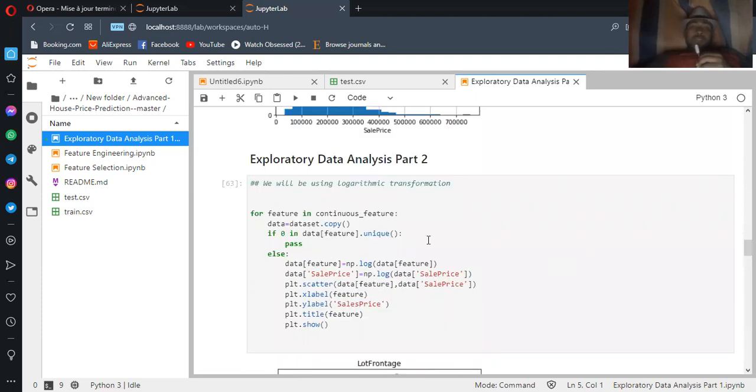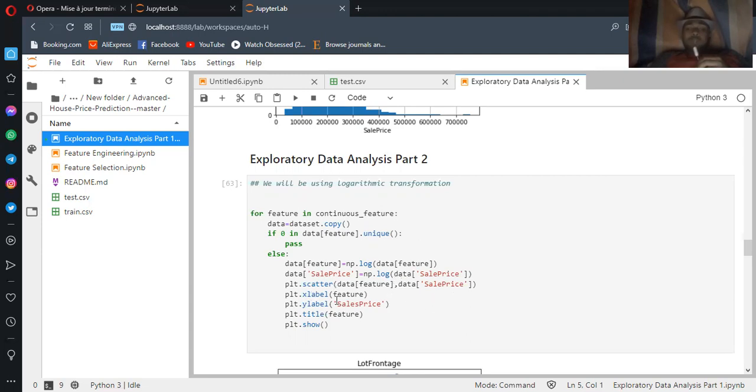Well, for feature in these continuous features, I am making this copy also. I need to verify this condition: if zero is in this feature. So if zero in this data feature is unique, we pass. We cannot make any processing. Otherwise, we need to make that. So data feature equals np.log of all these features. That means I need to include this log function for any data we have here. For sale price also we need to apply it to make it small numbers compared to other features.